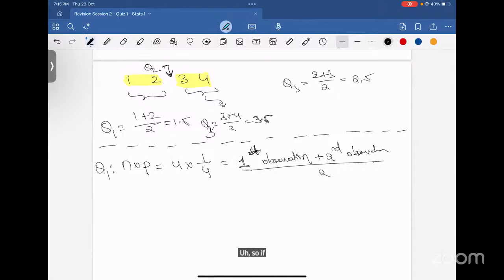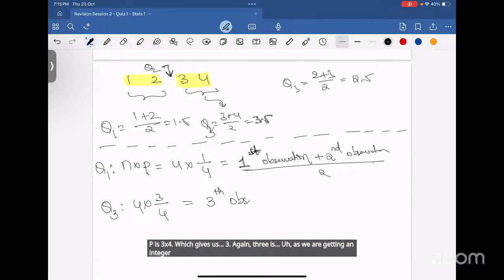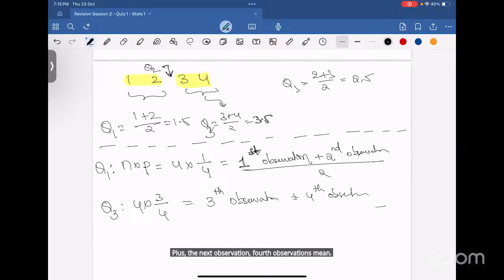N is 4, P is 3 by 4, which gives us NP as 3. Again, as we are getting an integer, we take the mean of the third observation and the next observation, the fourth. The third observation value is 3, the fourth observation value is 4. 3 plus 4 by 2 gives me 3.5, which is Q3. Is this clear for all of you?